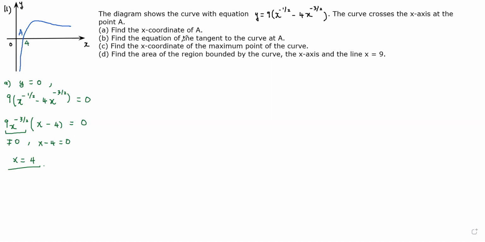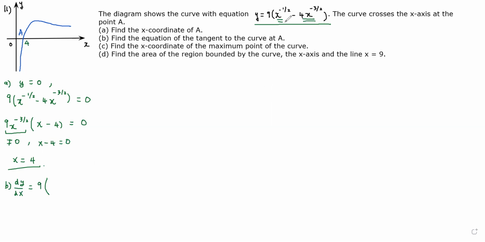Part B, we need to find the equation of the tangent to the curve at A. To find the equation of the tangent, we need to find dy dx. So for part B here, in order to find dy dx, we just differentiate. 9 here is just a constant multiple.